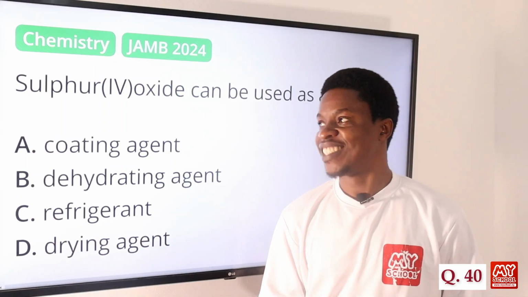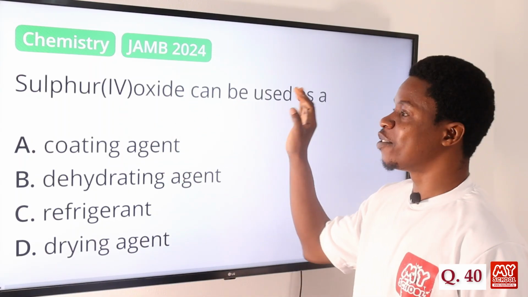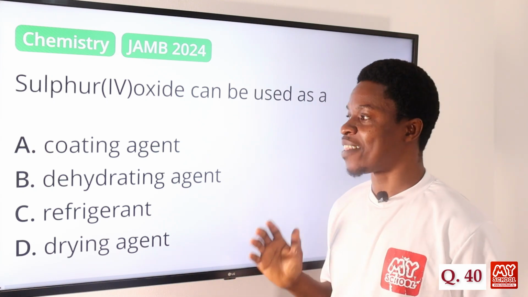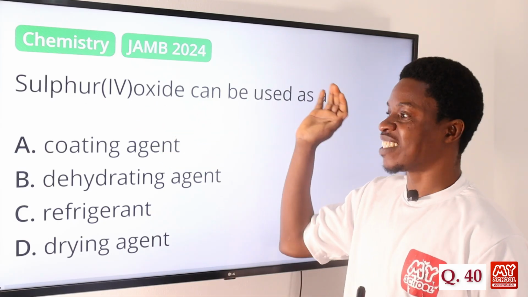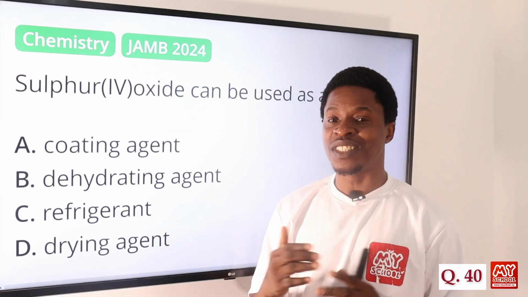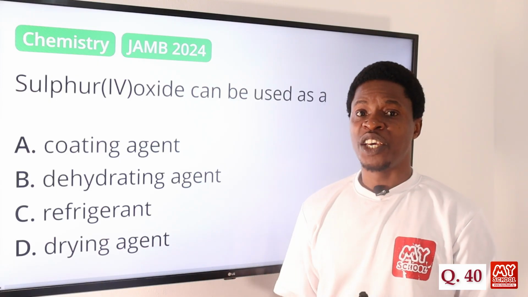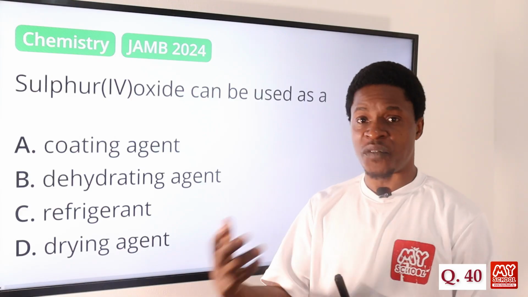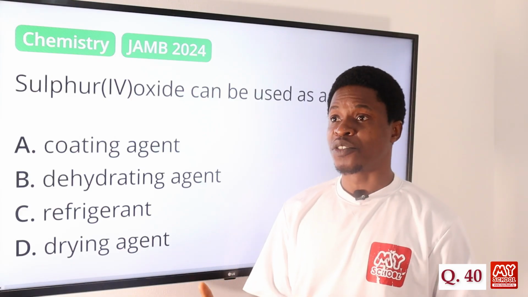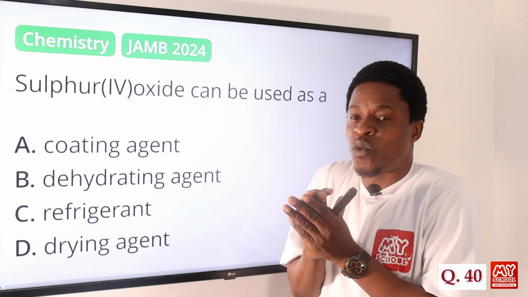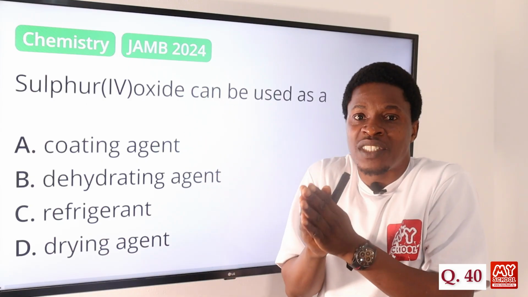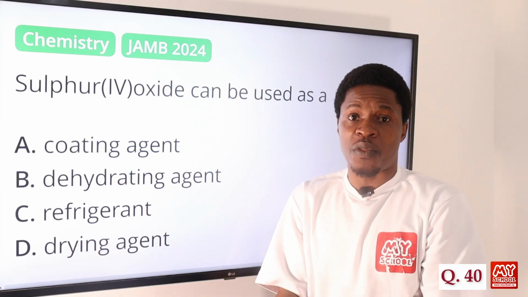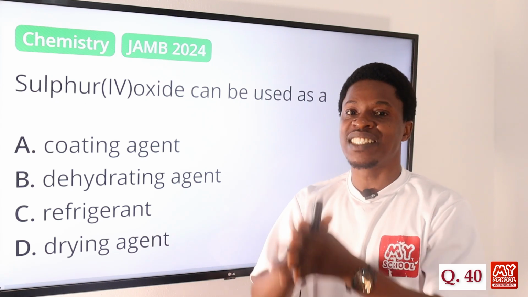Now question number 40. Sulfur 4 oxide can be used as a what? There are questions that are just there for you as bonus marks, so you don't waste time on them. In the olden days, sulfur 4 oxide was being used as a refrigerant. They use it as a preservative for your stuff. You can keep them and conserve them. Once you bring sulfur oxide closer to them, you can inhibit or hinder the growth of microorganisms on that substance.